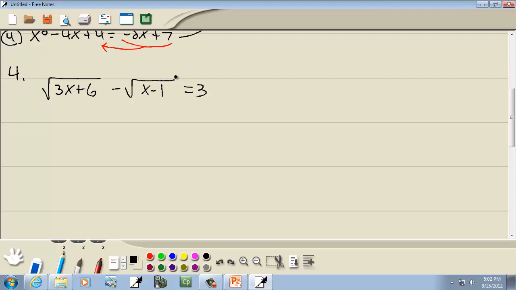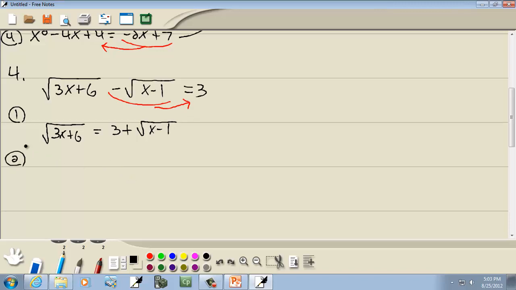Okay, first step, get a radical by itself. Now it doesn't matter which one we get by itself. I'm going to take this negative square root over to the right side so it becomes positive. So we got square root of 3x plus 6 equals 3 plus square root of x minus 1. So we got a radical by itself.